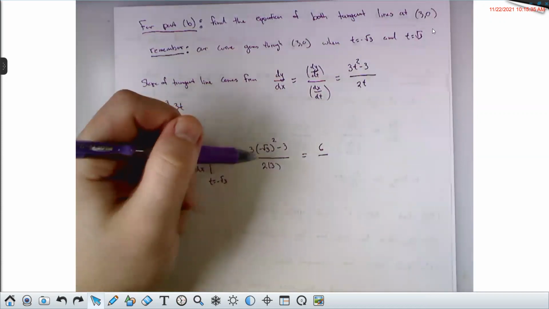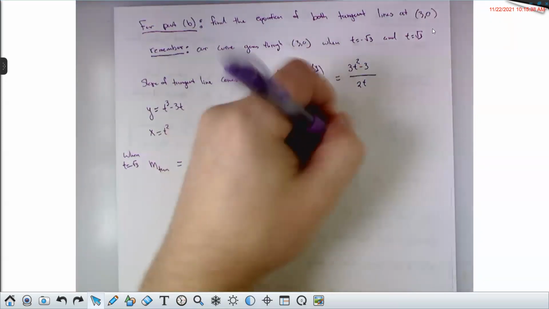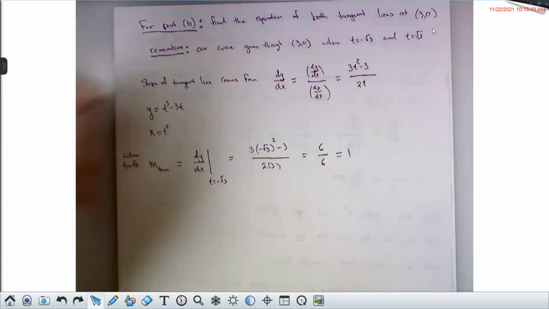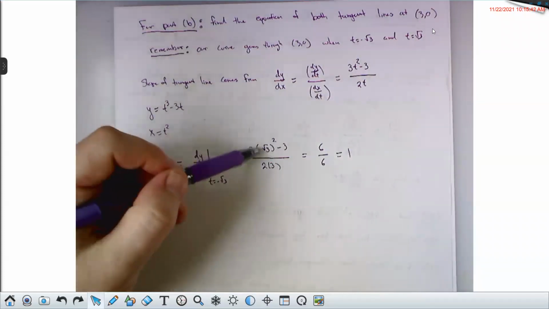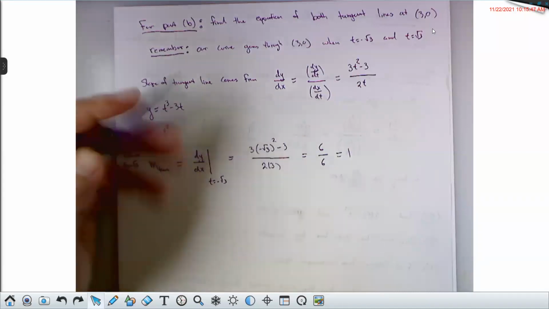Oh, really? So is that slope just 1? Looks like that slope is just 1. Did we do this right? Root 3 squared is 3. 3 times 3 is 9. 9 minus 3 is 6. Yeah. Okay.